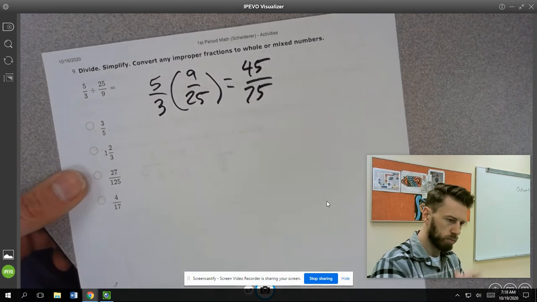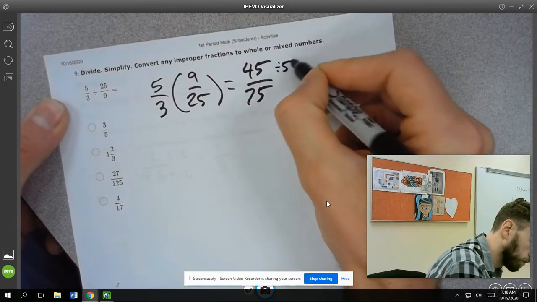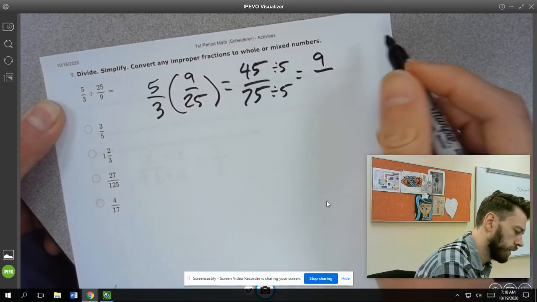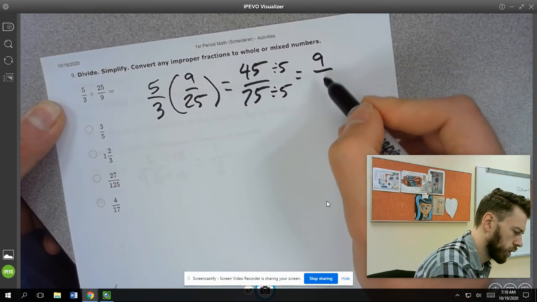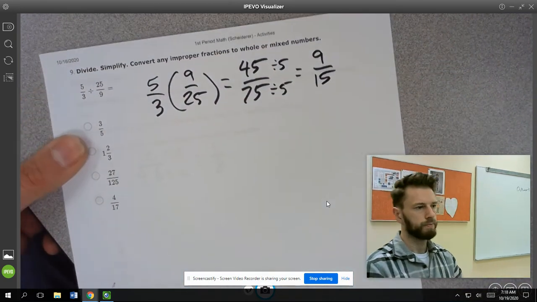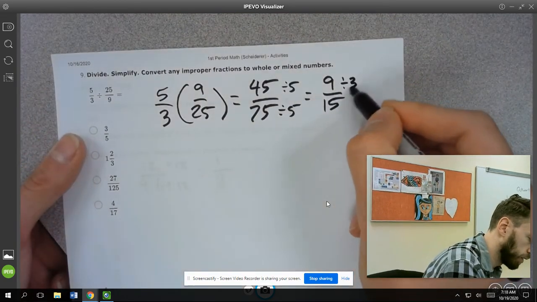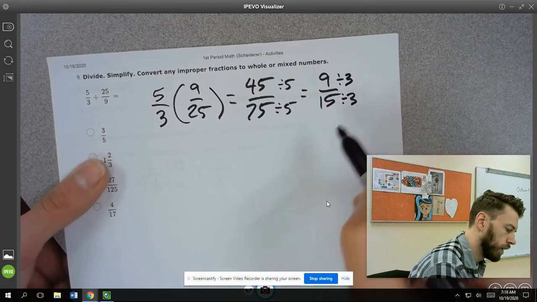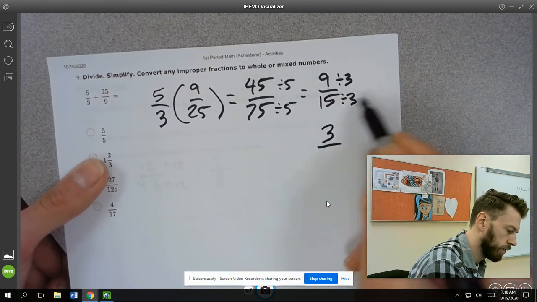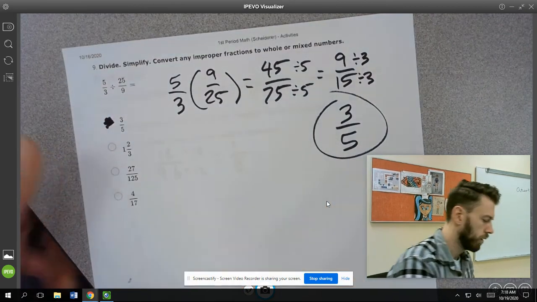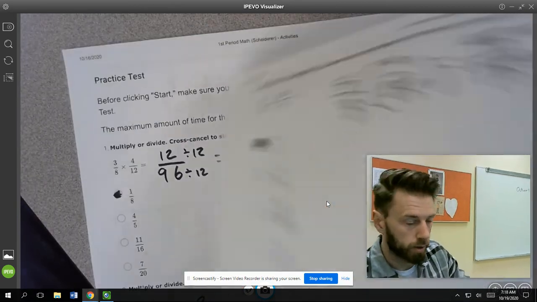I believe we can start with 5 here. That's 9 over 15, which can still be simplified because both 9 and 15 have a common factor of 3, which gives 9 divided by 3 is 3, 15 divided by 3 is 5, so we should get an answer of 3 because there's your practice test. Hopefully you guys are ready for that for tomorrow.